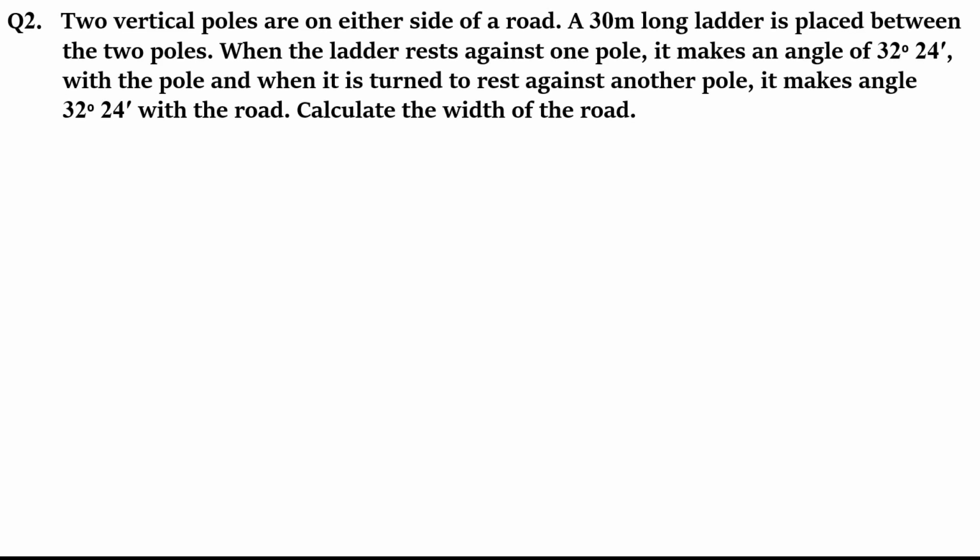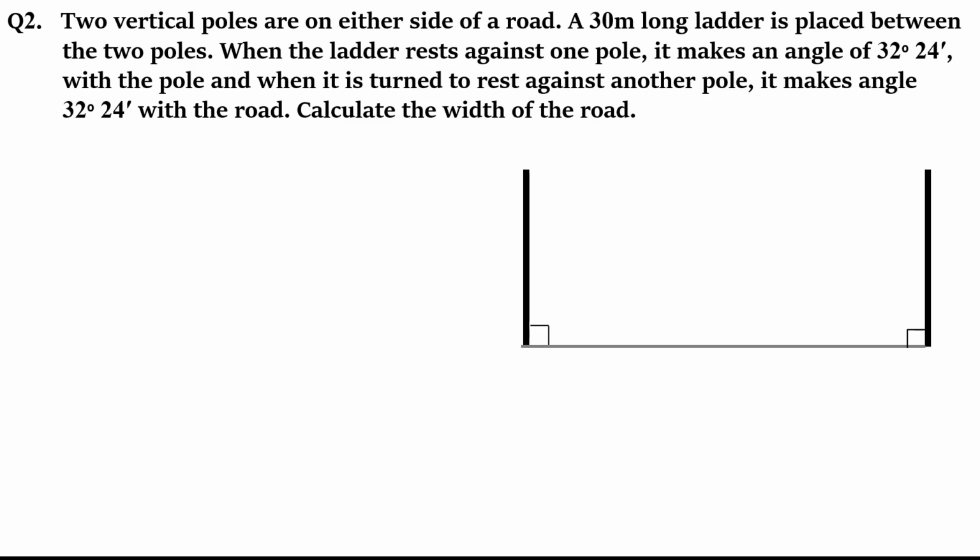The next question is, two vertical poles are on either side of a road. So just reading this, we can draw these things. First of all, we will make a horizontal line which will act as a road, and let's make two vertical poles. These are two vertical poles, and you know the poles always make an angle of 90 degrees with the horizontal. So we have marked 90 degrees.